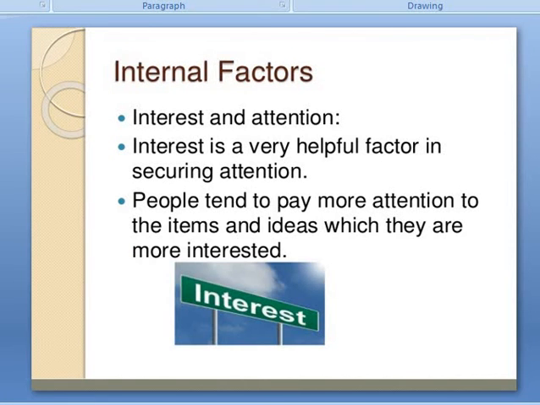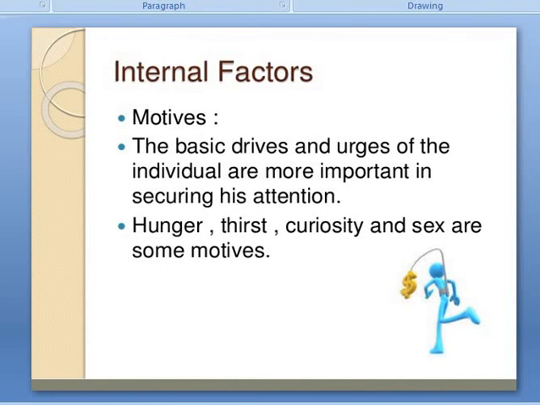Now we come to the internal factors. Internal factors are interest and attention. Interest is a very helpful factor in securing attention. People tend to pay more attention to the items and ideas in which they are more interested. Yes, it's true. So these are two factors we have discussed.